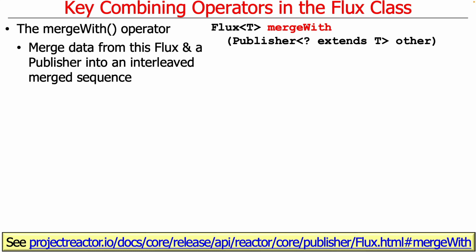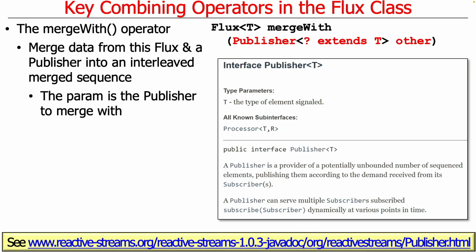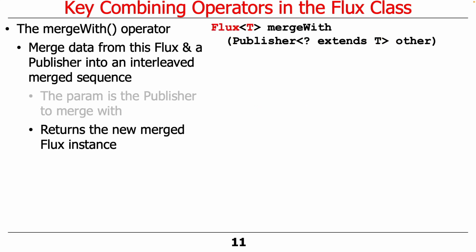It's called mergeWith. And what it does is it takes the data that's emitted by a flux, and then it takes a publisher, and it will merge the 2 emitted sequences or streams into a merged sequence. And I'll show you some examples. The parameter that's passed to this is a publisher to merge with, and a publisher is just something that can emit events. Like a flux would be another example of a publisher. You can have other things besides fluxes. And it returns the new merged Flux instance.